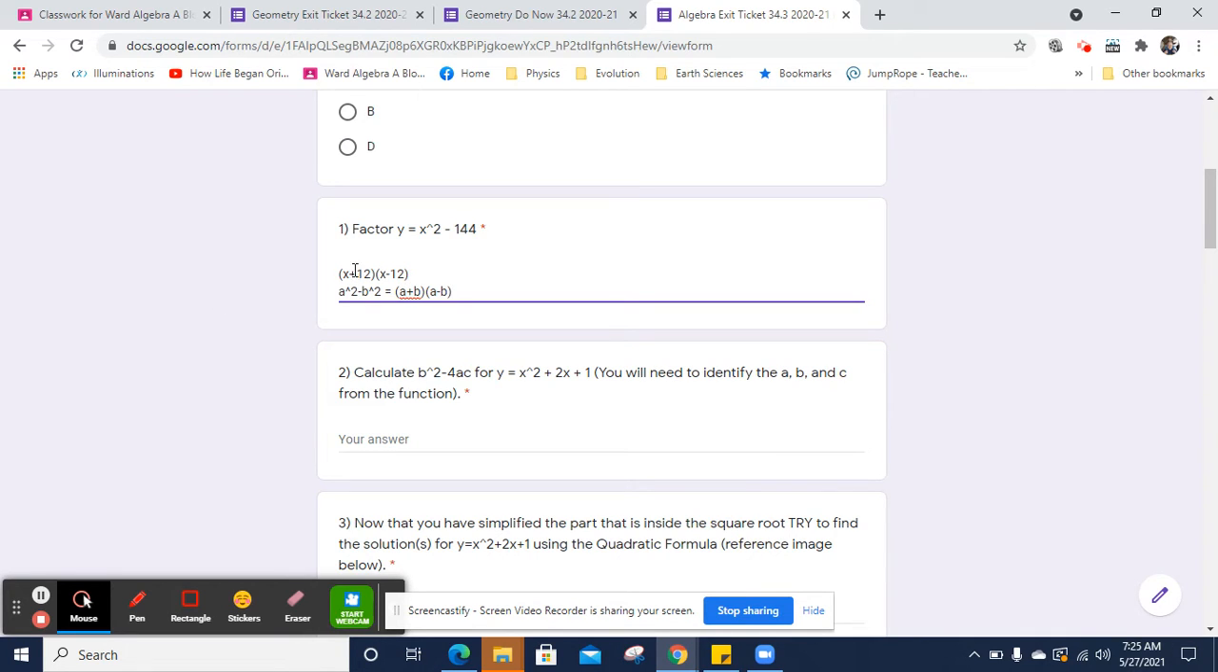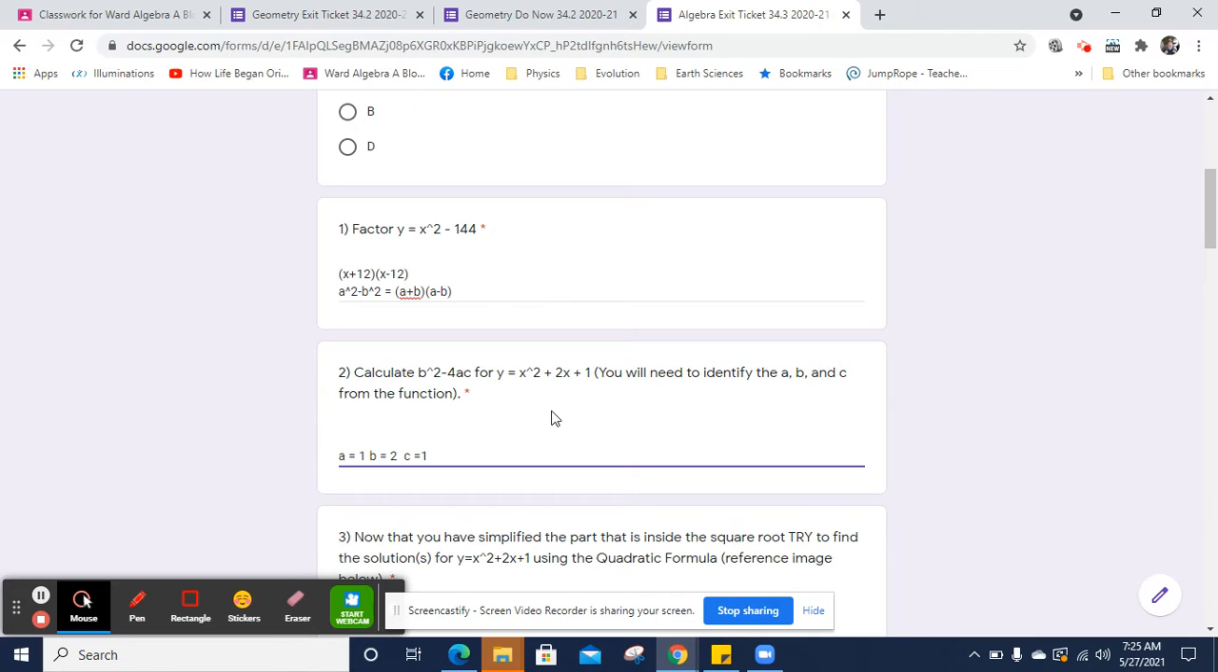Okay, the roots or solutions or zeros or x-intercepts are going to be negative 12 and 12. Now, we're going to calculate b squared minus 4ac for this function. So we need a, b, and c. So a is going to equal 1 because that's a 1 in front of x squared. b is going to equal 2, and c is going to equal 1.